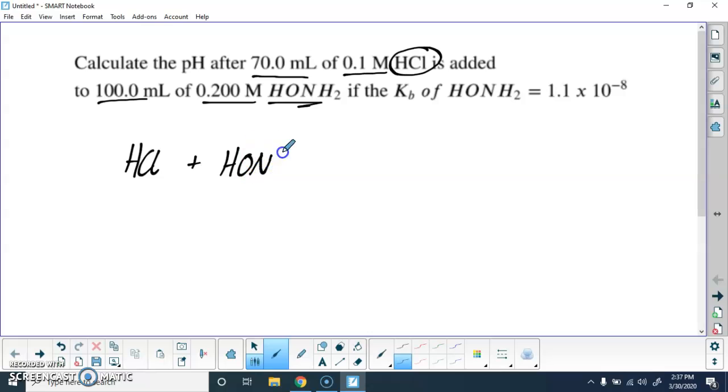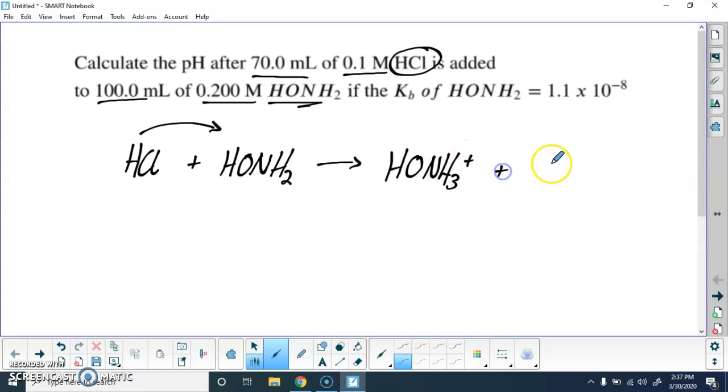And what happens in the chemical reaction is the weak base acts like a base. It takes this proton, and when it takes that proton, it becomes this. And the thing that's left over, floating around, is chloride. We don't care about this. This is neutral. So the thing that you care about is how much of this is produced and how much of this is left over.